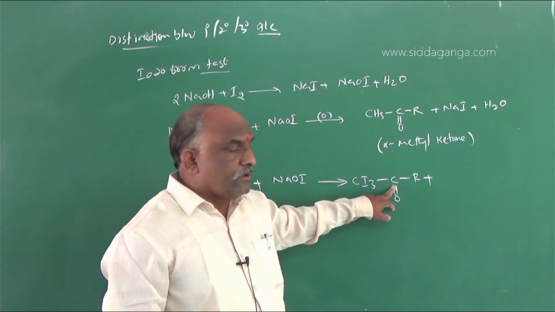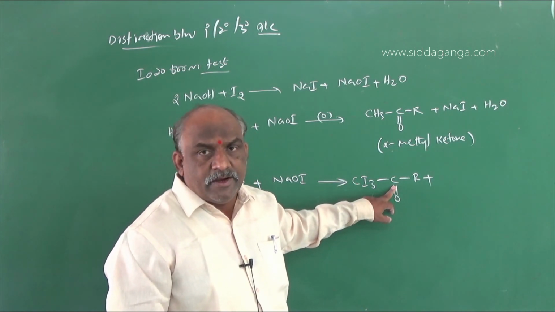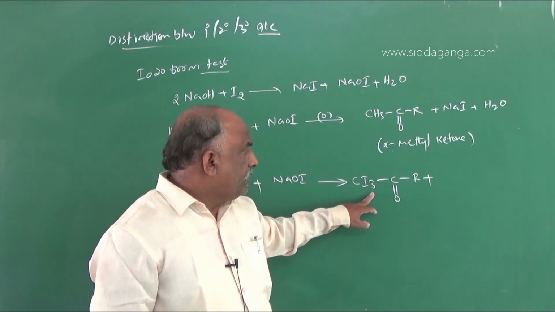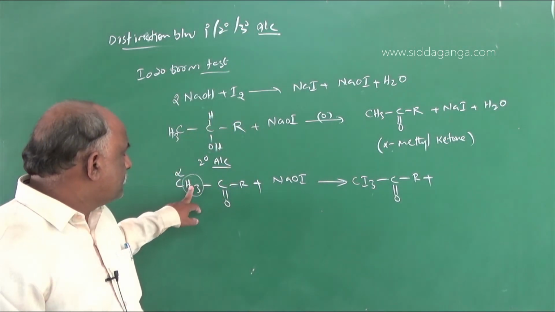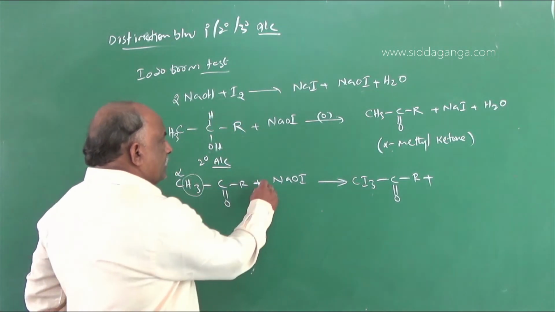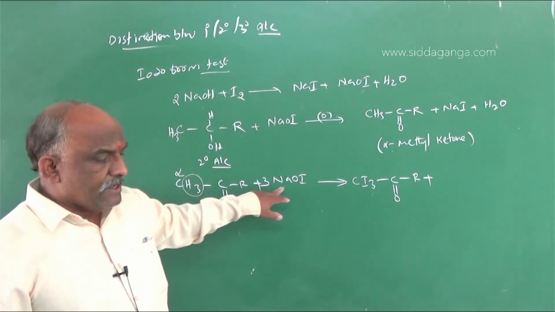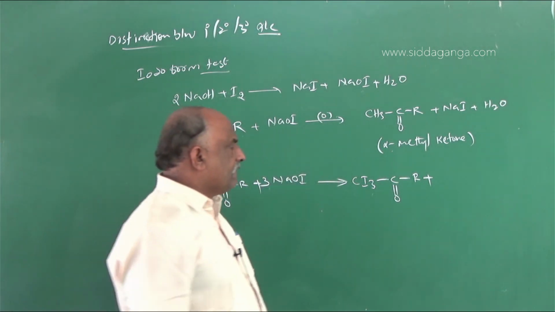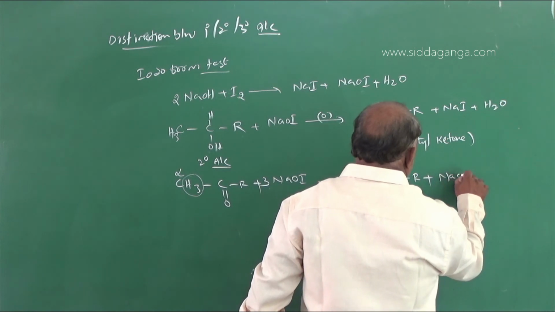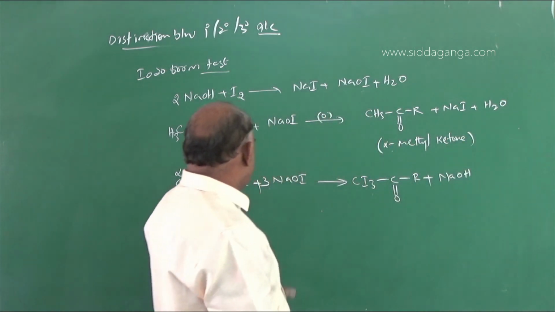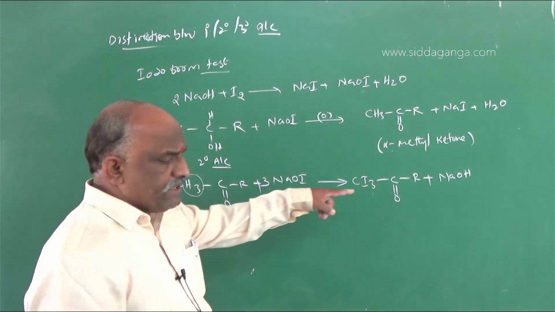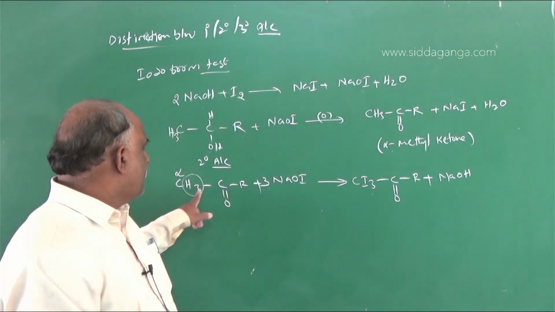Triiodo ketone derivative it is. We will get, simply, 3 hydrogens replaced by 3 iodines. So we should take 3 NaOI here again. In this example, we will get NaOH. 3 NaOH will be formed because of the 3 hydrogens also.